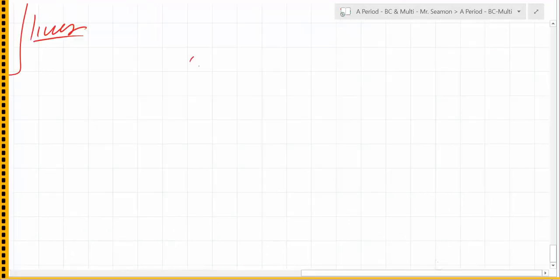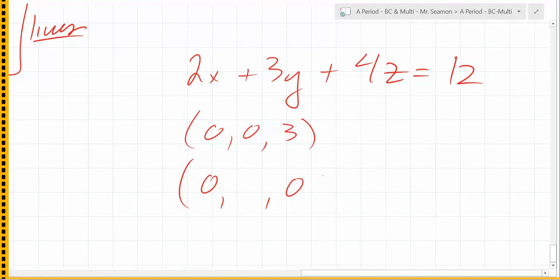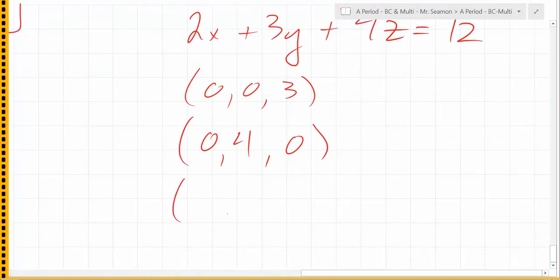I have an easier one for you. 2x plus 3y plus 4z is equal to 12. Okay? When x and y are 0, what's z? When you have 0 and 0, what's z going to be? 3. And what do you get? 6, 0, 0. So you know those 3 points are on this plane.